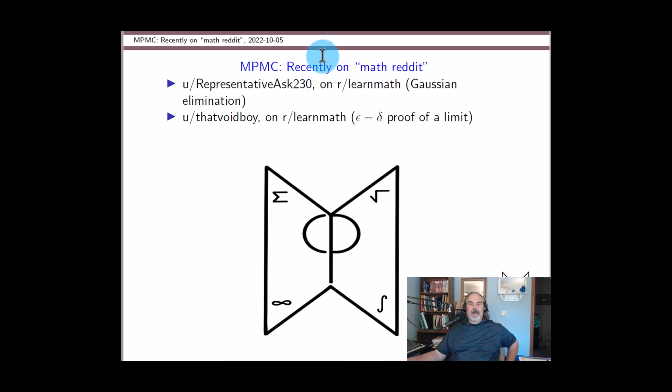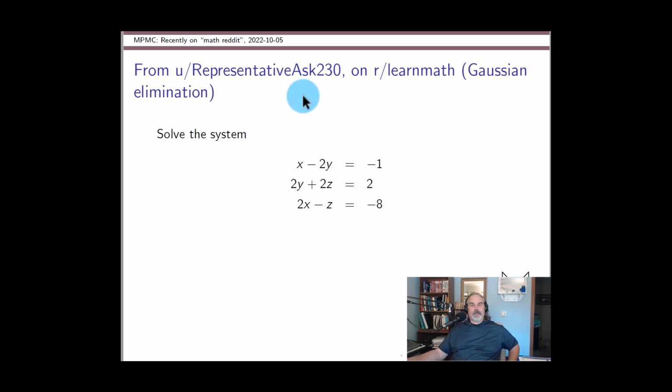So over the last few days, I came across a couple of examples like this. I actually came across a lot, but these are the two that I've picked. A user, Representative Ask230, asked about a problem related to something called Gaussian Elimination, and Void Boy on the same subreddit asked a question which turns out to be equivalent to doing an epsilon-delta proof of a limit. So let's take a look at these.